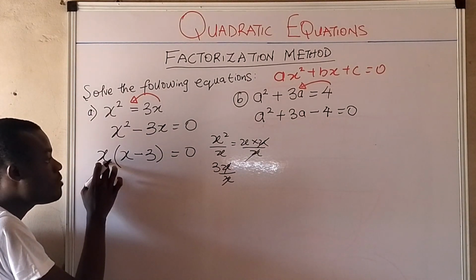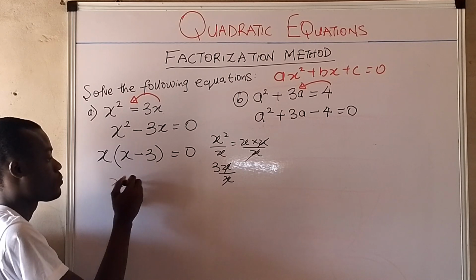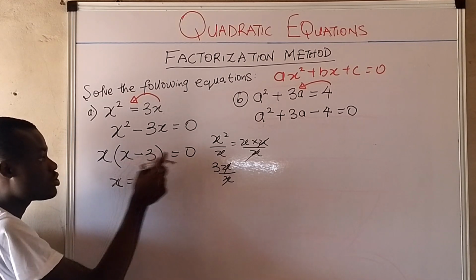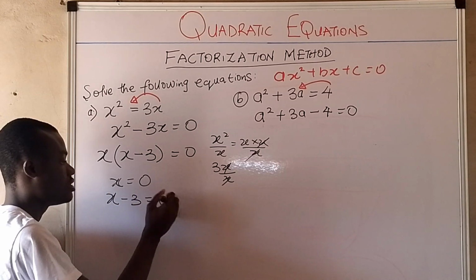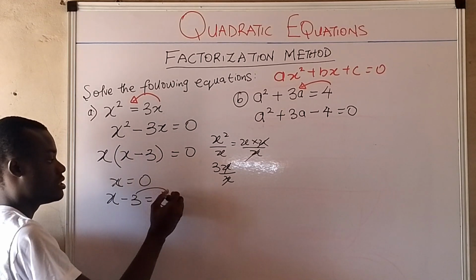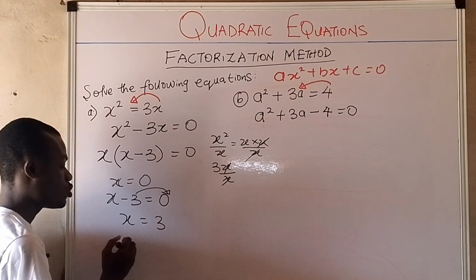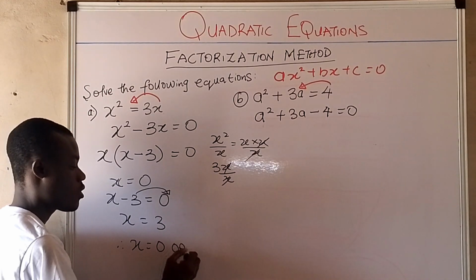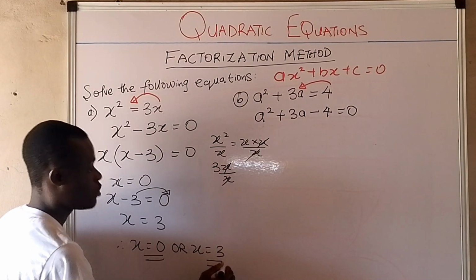So now, we are going to make this equal to 0 and this equal to 0. So x is equal to 0. It means one of the roots of x is 0. And also, this is equal to 0. So we are going to have that x minus 3 is equal to 0. When you shift this minus 3, we are going to have that x is equal to 3. So therefore, x is equal to 0 or x is equal to 3. So these are the roots of the quadratic equation.